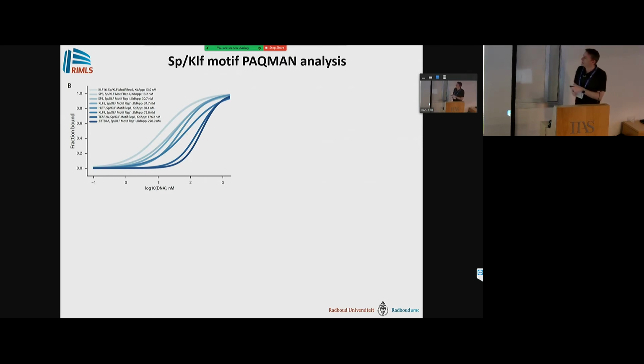So here we took the SP1 motif, one of the most well-known mammalian transcription factor motifs. There are various proteins that are known to bind SP1 motifs. Here you see some of them, and we get a very nice range of affinities between the DNA and these transcription factors. So we really get KD curves that look very nice, that are reproducible, and that range between low and high affinity.